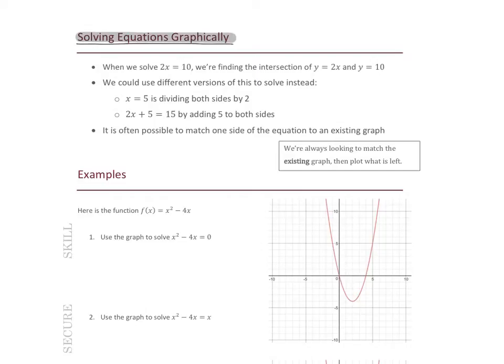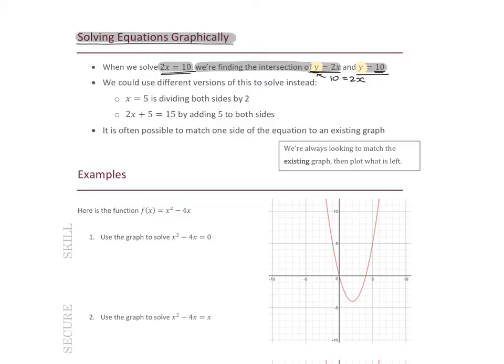Okay, so when we solve 2x equals 10, what we're actually doing is finding the intersection of y equals 2x and y equals 10. Because it's y equals and y equals, if y equals 10, instead of this y here, I can put 10. So can we see how this is the same as y equals and y equals this? That's the basis of this, but you just have to be happy looking at the graphs.